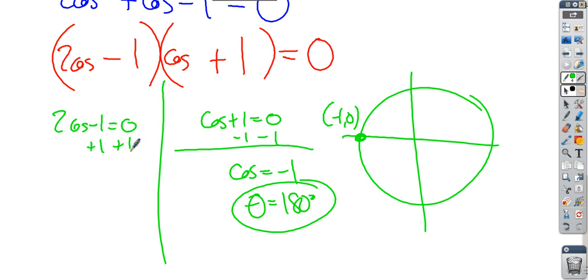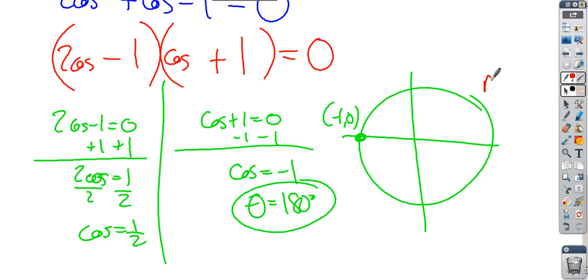We'll add 1 to both sides. 2 cosine equals 1. We divide by 2. We get cosine is 1/2. From that chart that you hopefully have memorized, the 60 degrees is the one that has a cosine of 1/2, but it's where cosine is positive. So cosine is positive here and here.